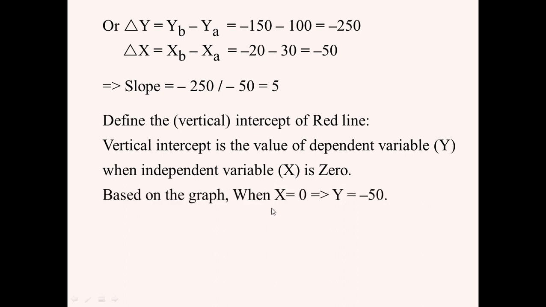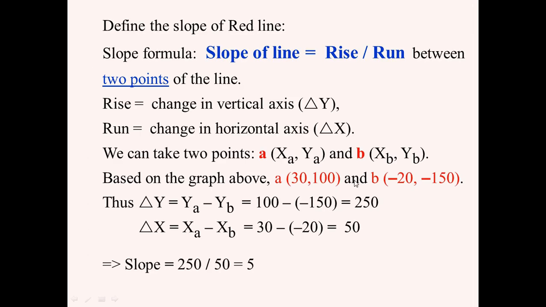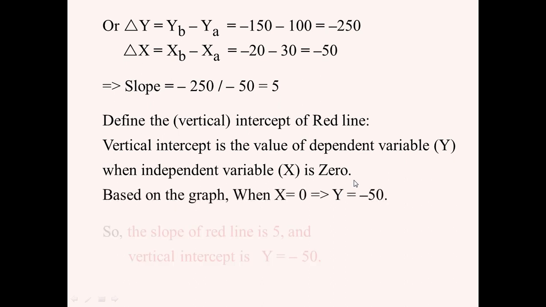Based on the graph, when x is equal to 0, we can see y is equal to minus 50. That's why minus 50 is the intercept. This should be minus 50, not y.